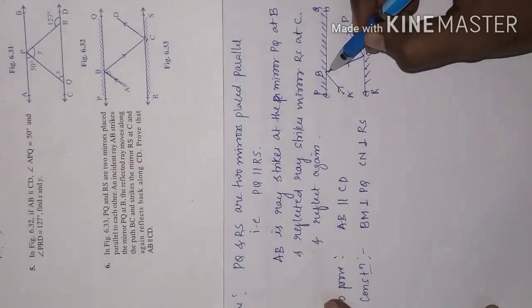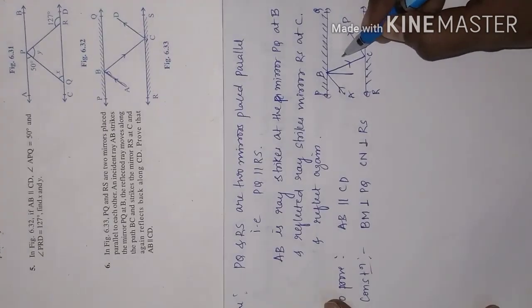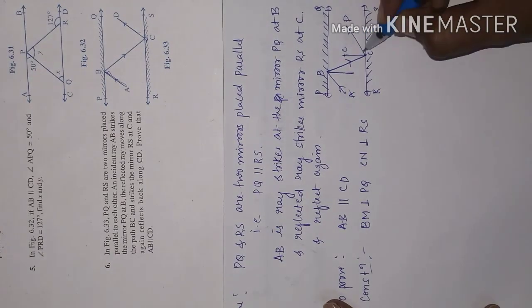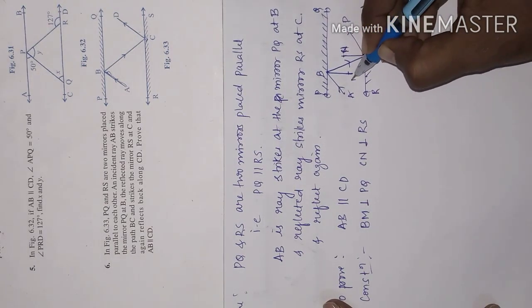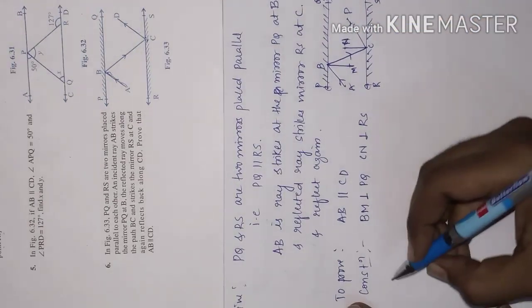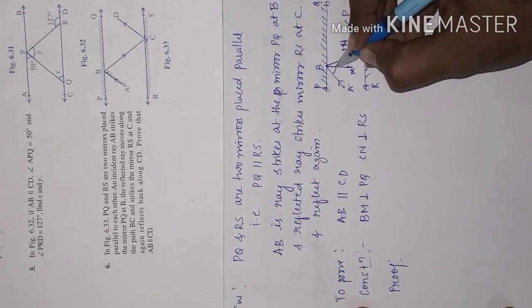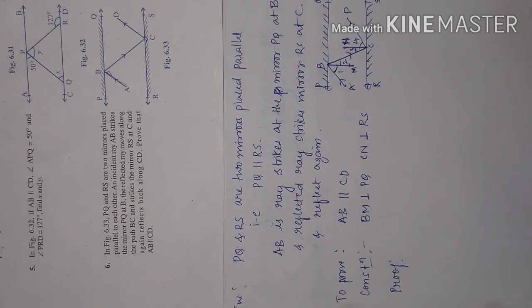Okay, we'll draw the line here which is perpendicular to PQ, and one more line we'll draw, that is CN, perpendicular to RS, and this is BM perpendicular to PQ. Okay, now the proof we will do. We'll name the angles as angle 1, angle 2, and angle 3. This is angle 4.